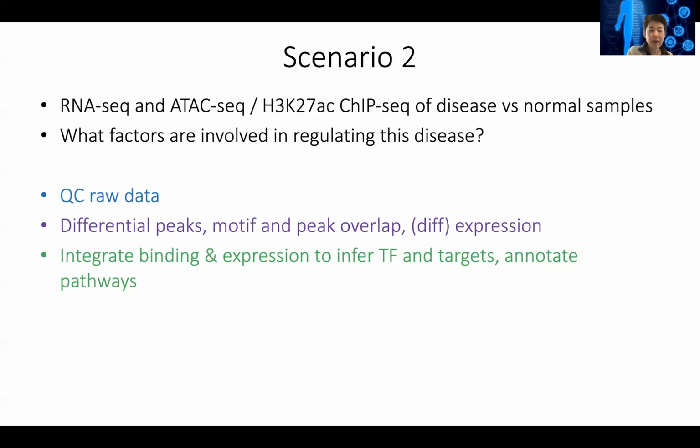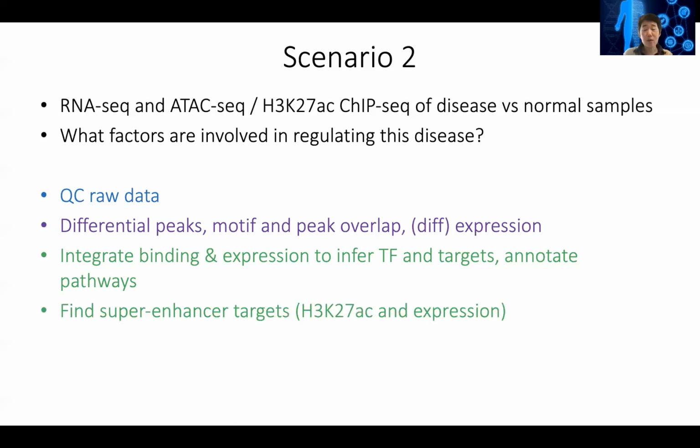And based on the binding and the differential expression, you can infer the TF targets, you can annotate the pathways, and you can see whether this is related to the disease. In this case, you can use K27 acetylation to look for super enhancer targets, because we say, okay, what are the really important genes for the cell? And you can ask, what genes have a unique super enhancer in the disease state compared to the normal state? What are the upregulated genes between the normal versus the disease?